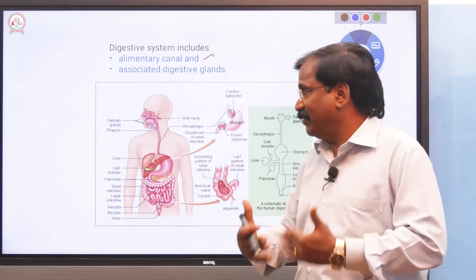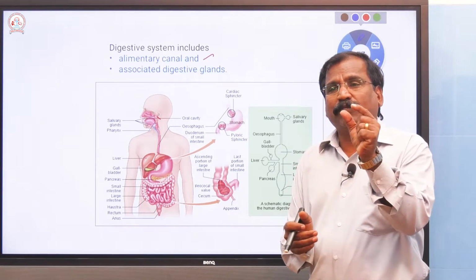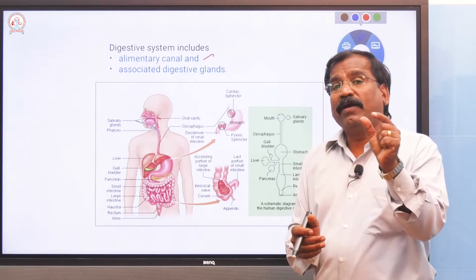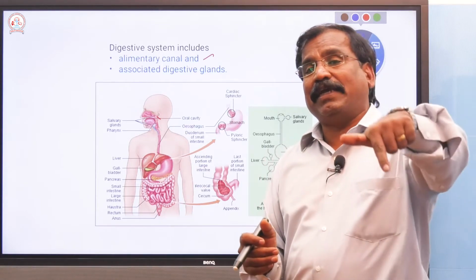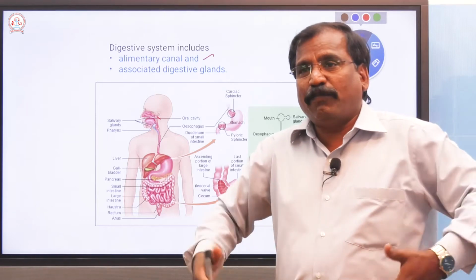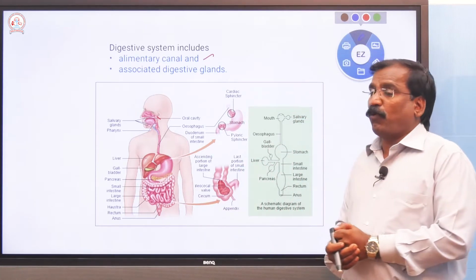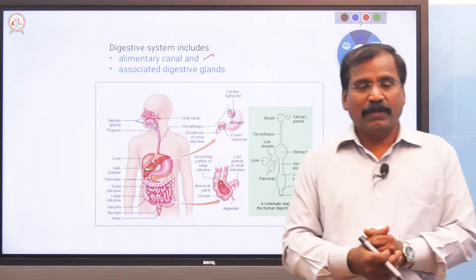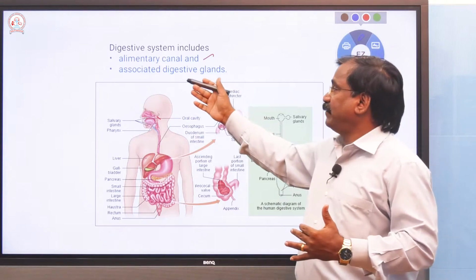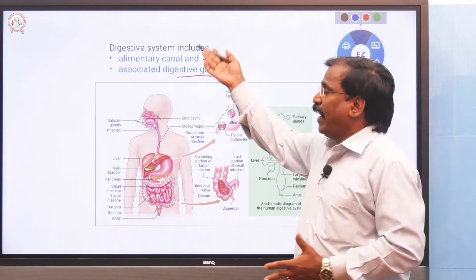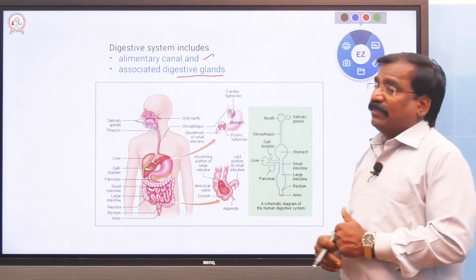That means the living system itself produces them. That's why we are adding the prefix bio. Enzymes act as catalysts for biological reactions and are produced in the biological system itself. That's why enzymes are produced in our body. These biocatalysts are synthesized by the digestive glands, which are associated with the alimentary canal.